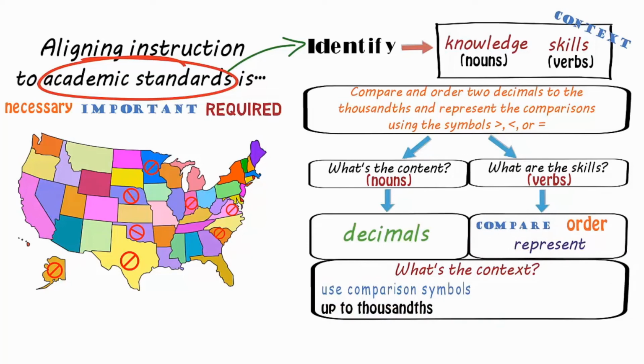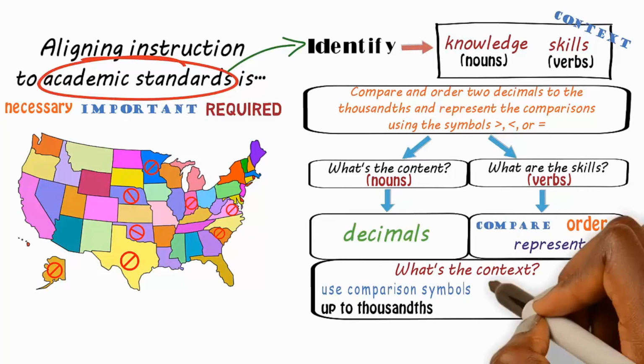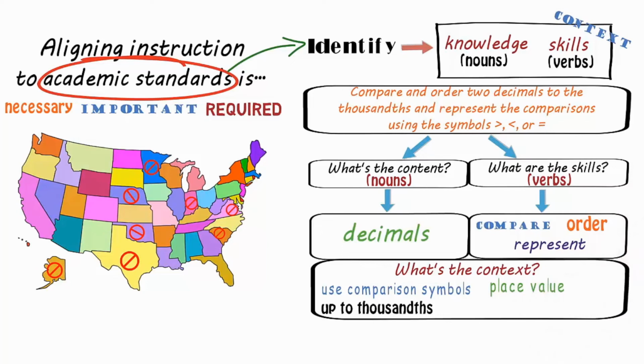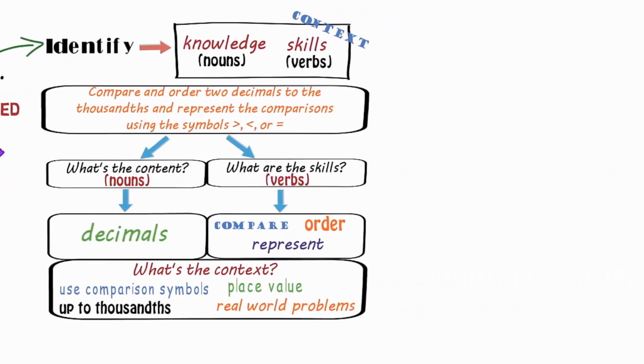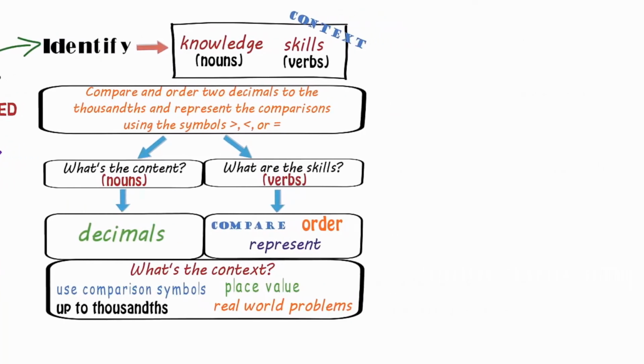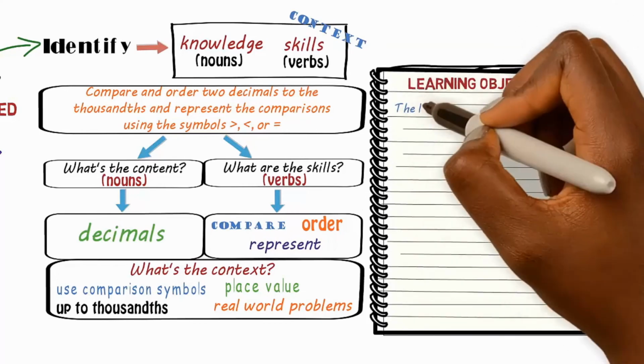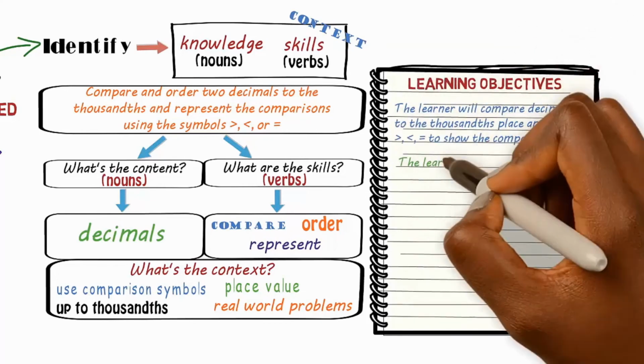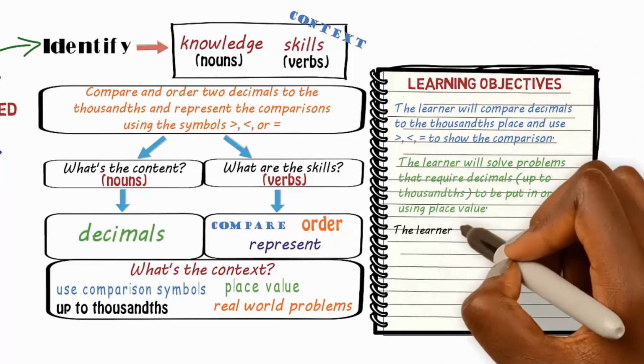Now, it's important to note that context can also be implied in academic standards. In this example, place value and real-world problem situations are the implied contexts within which students will compare and order decimals to the thousandths. As you can see, unpacking a learning standard is not an overly complicated process. And now that we understand the expectations of this standard, we can begin to develop our learning objectives and start the lesson planning and preparation process. See you later.